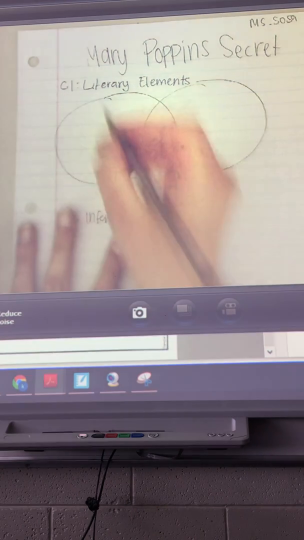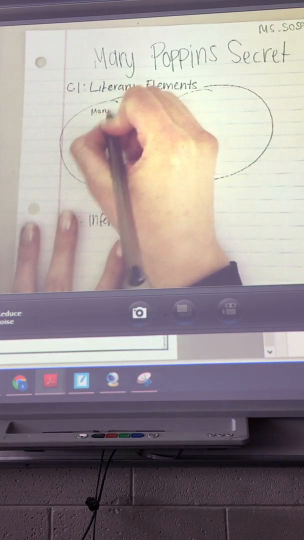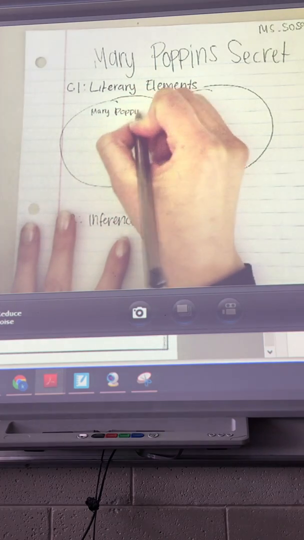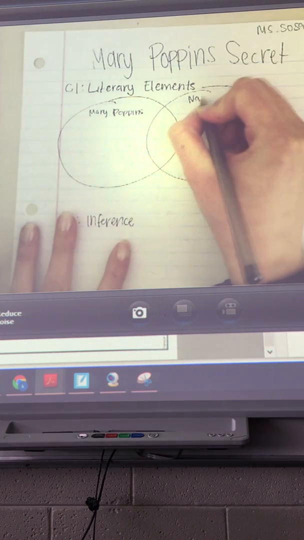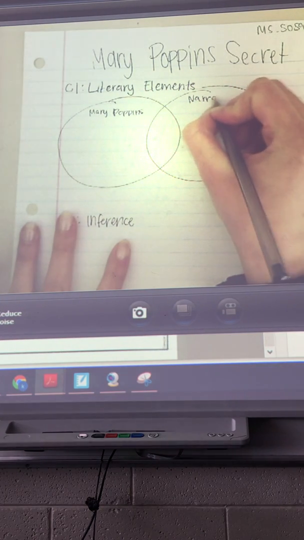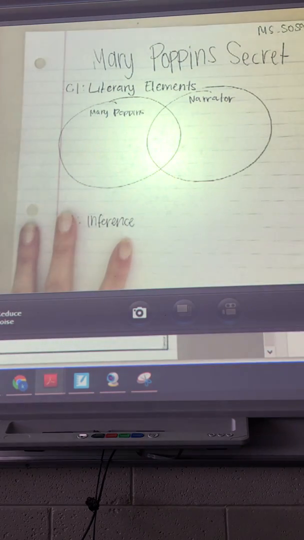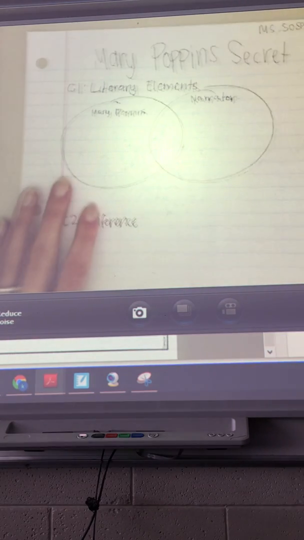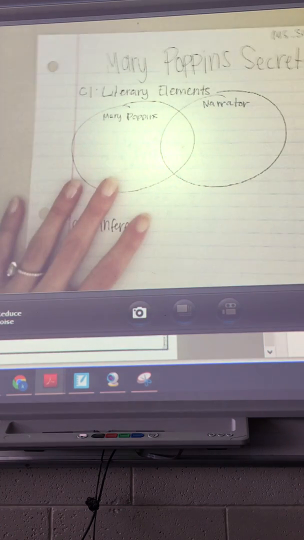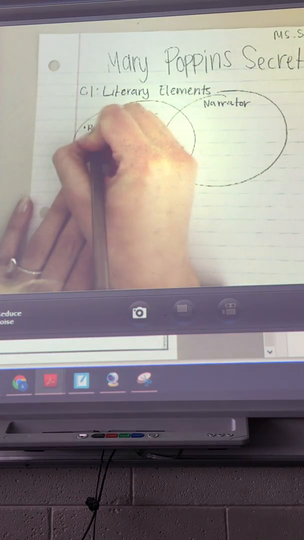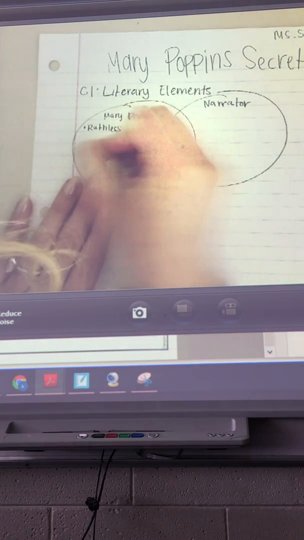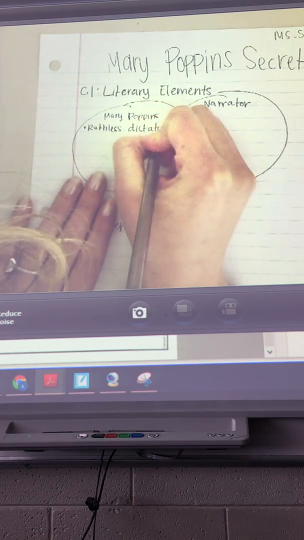So let's have Mary Poppins be on this side. I just wrote her name at the top, and then I will write our narrator at the top of this one. Narrator. Okay, so let's think about this. Mary Poppins, she is just ruthless, right? She's a ruthless instructor, okay? She's kind of like a dictator. She just tells and tells and tells, make sure you have to follow. She's not very kind, right? So we can put that on here. She is a ruthless dictator, okay?